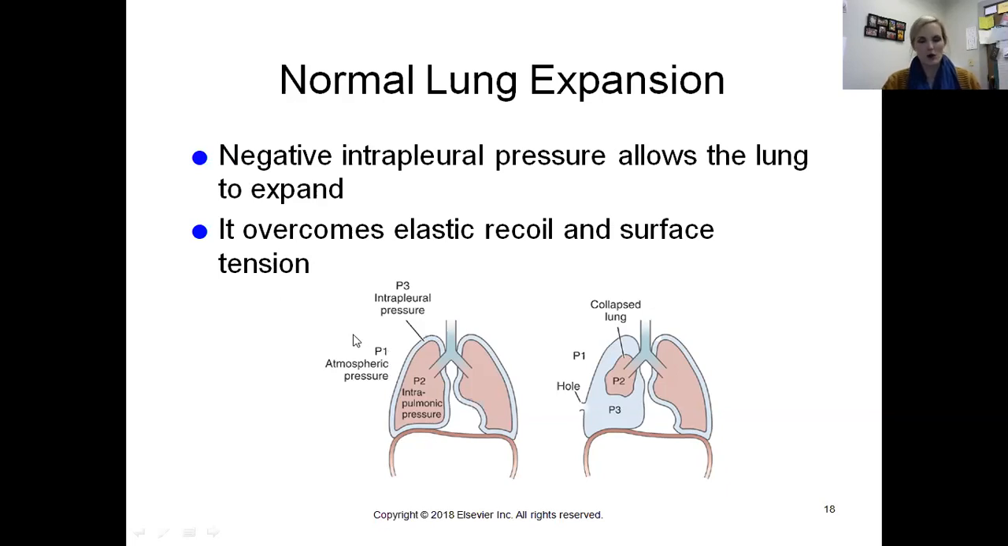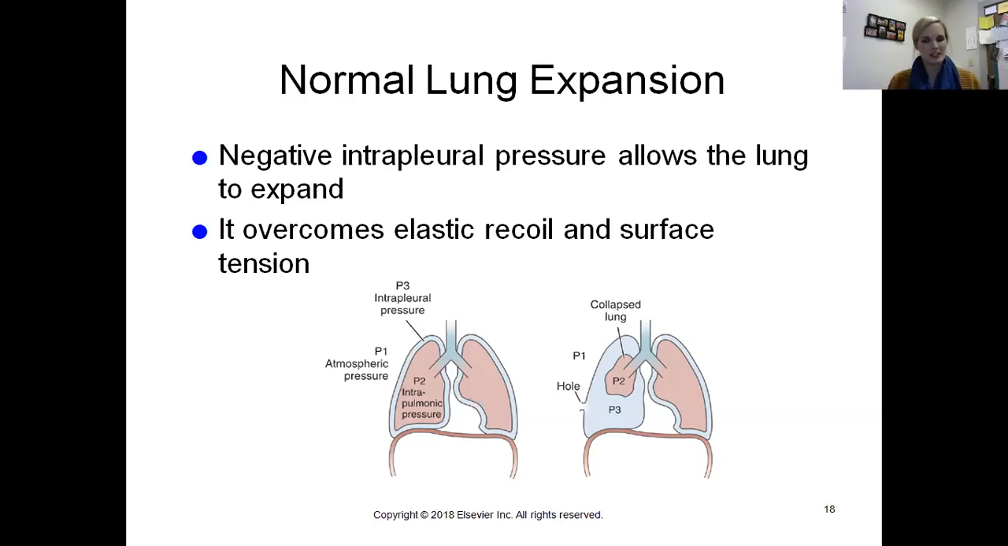we have the pressure in our atmosphere labeled as P1. P2 is what's inside the lungs, so we refer to that as intrapulmonic pressure. And then in that pleural space, that's the interpleural pressure. And interpleural pressure is normally negative. And that's what keeps the lungs at a normal size.